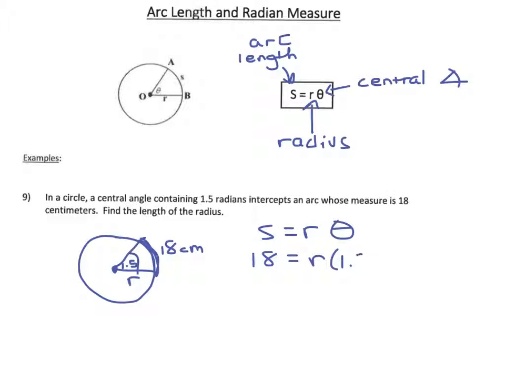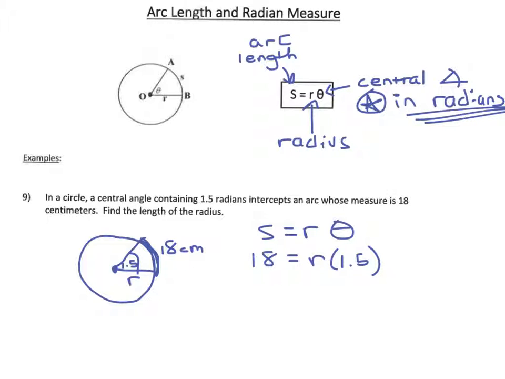Now, one thing I want to mention, and this is really important. Your angle, your central angle, and here, put this up here. This is really important. When you go to plug it in, it must be in radians. Okay? If it's in degrees, you're going to have to convert it to radians. So this is in radians. That's really important. You're going to see some examples where they give it to you in degrees, and you'll have to convert it.